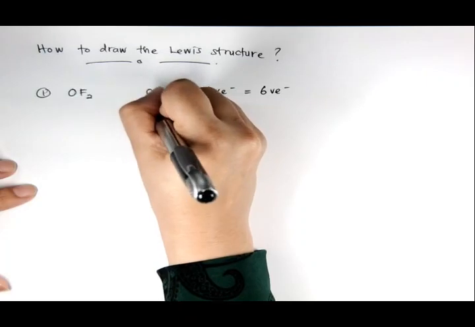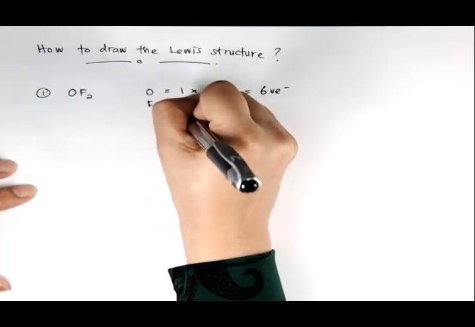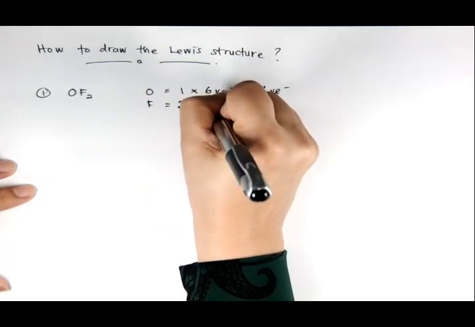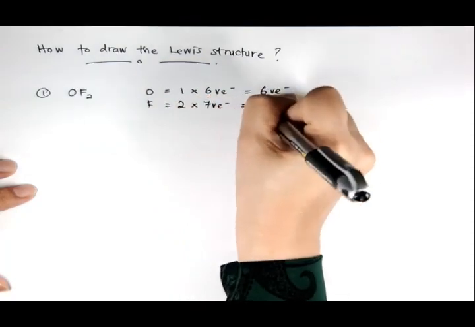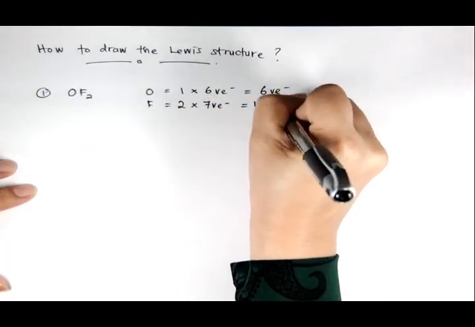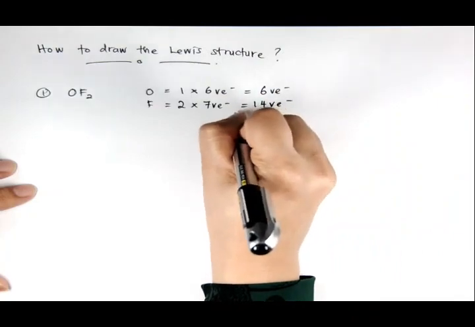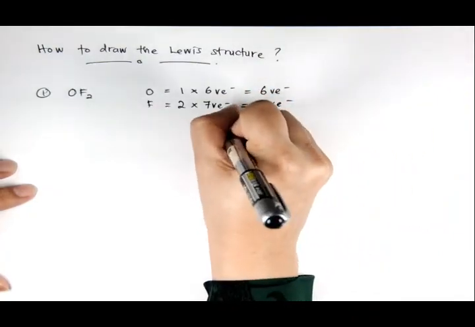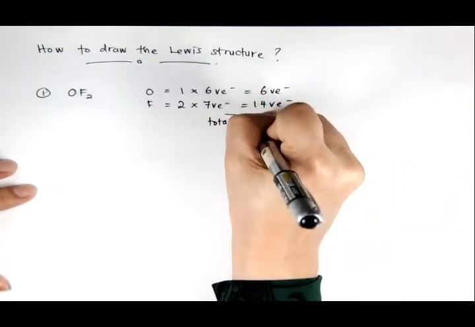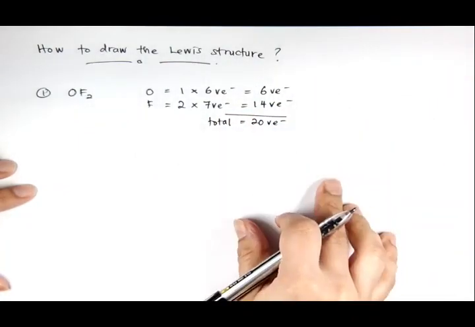While the fluorine in the molecule consists of 2 fluorine atoms, each one with 7 valence electrons. Therefore, we have 14 valence electrons. That gives us a total number of valence electrons of 20 valence electrons.